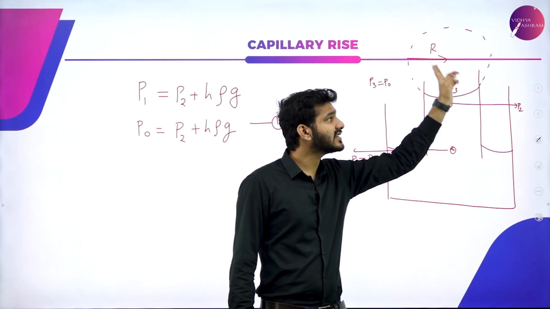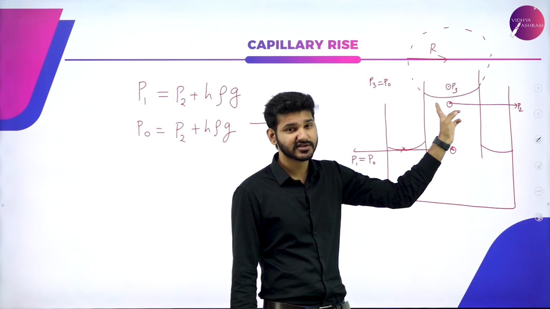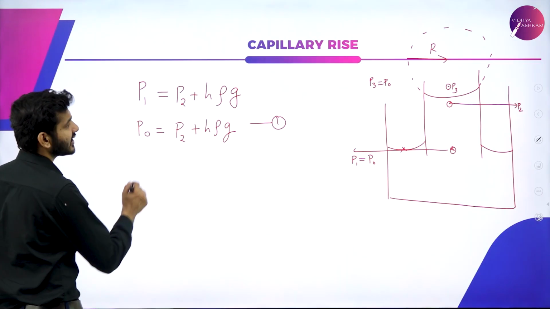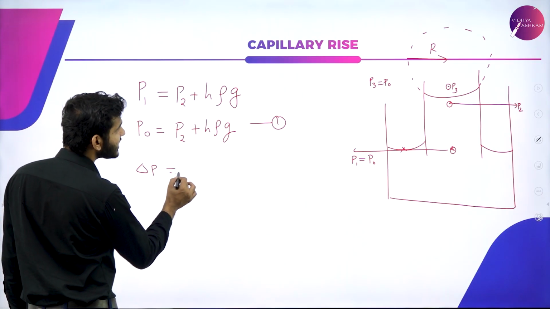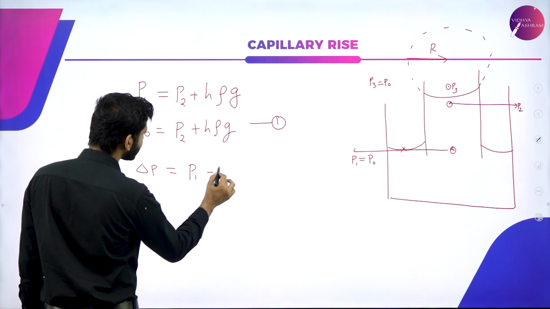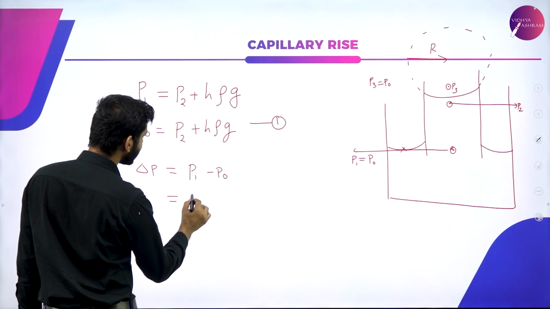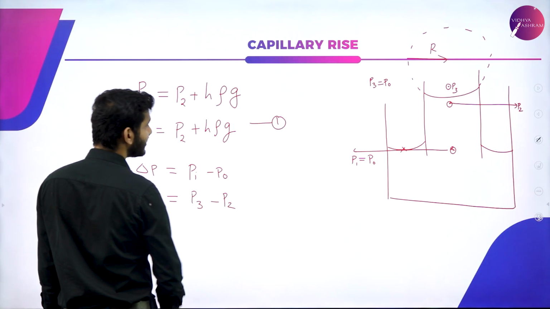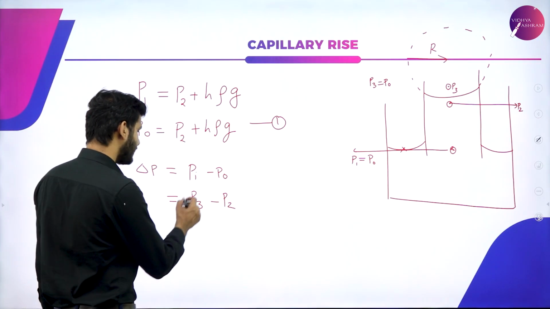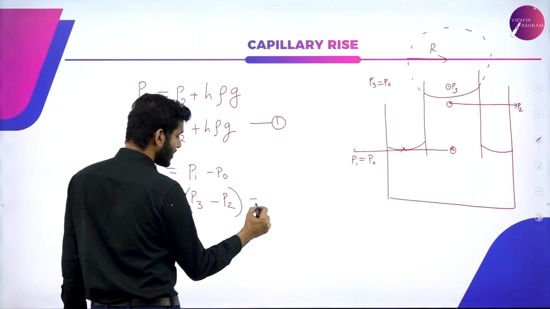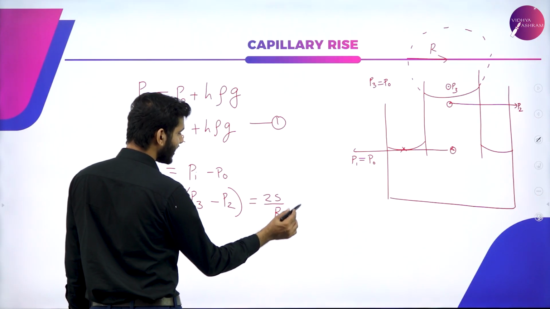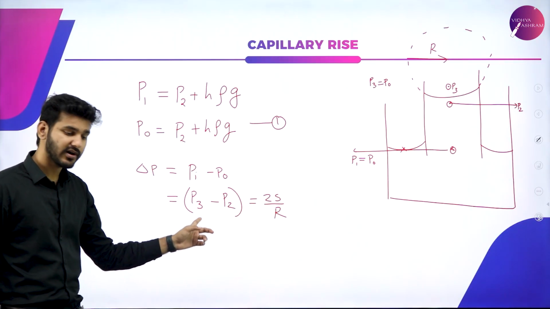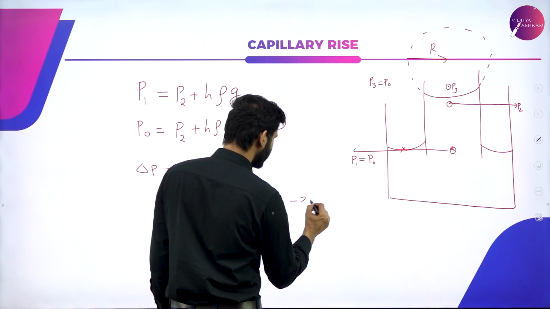So if I imagine that surface to be a bubble, just for mathematical sake, I can say that the pressure inside this bubble will be higher than the pressure outside, which means I can formulate an equation in terms of excess pressure, written as delta P, which is equal to pressure inside minus pressure outside, which in this case is P3 minus P2. And again, P3 minus P2, or delta P, is equal to 2S divided by R. So we have one more relation, we'll mark it as equation number 2.